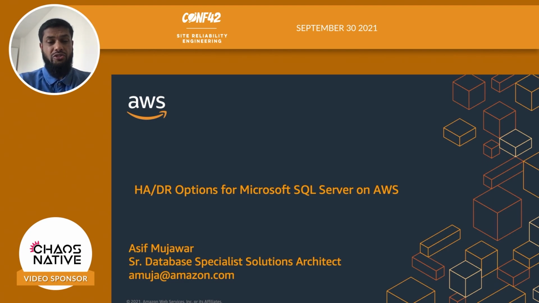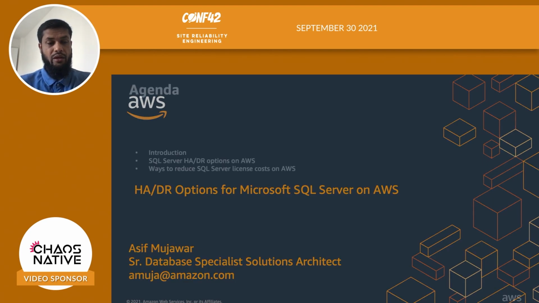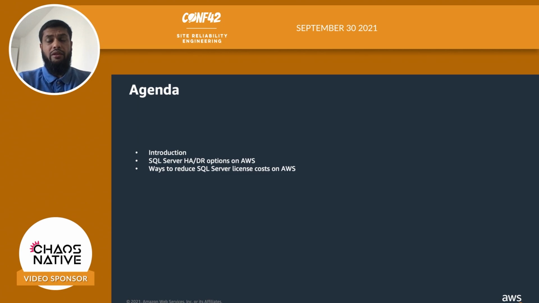So in today's session, what we're going to cover, we'll look at the introduction of SQL Server on AWS, how SQL Server is deployed on AWS and what are the options we have to deploy SQL Server on AWS. Then we'll look into the HADR options on AWS for SQL Server, and then we'll look at ways to reduce the SQL Server license cost on AWS.